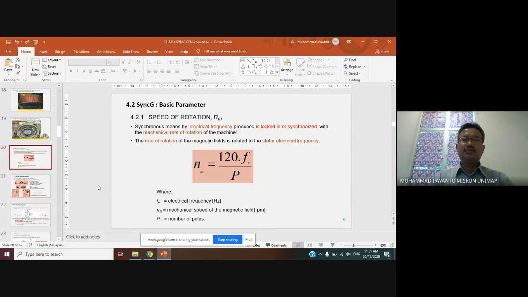For this section, we want to discuss the basic parameters of the synchronous generator. The first is the speed of rotation.